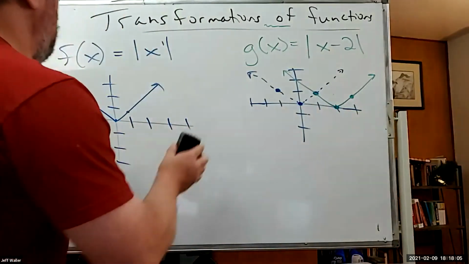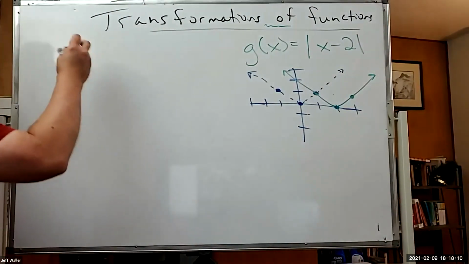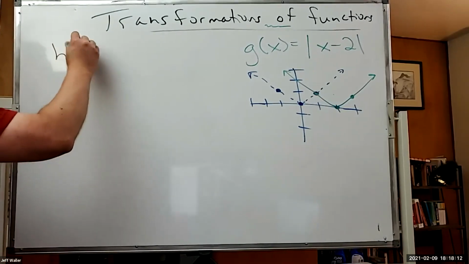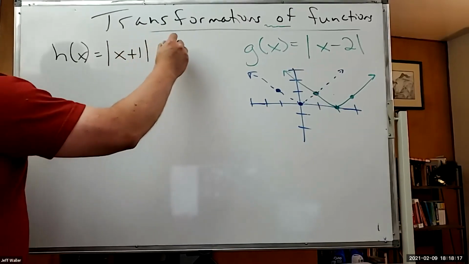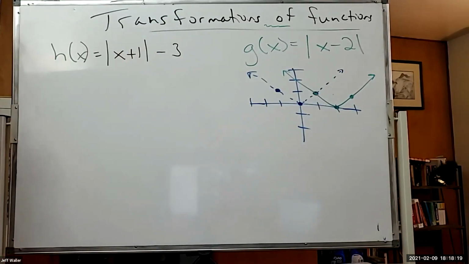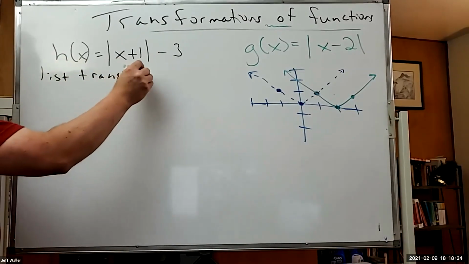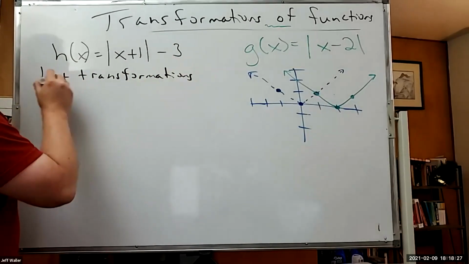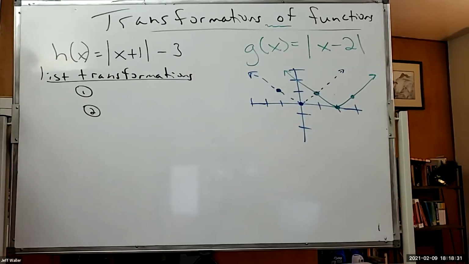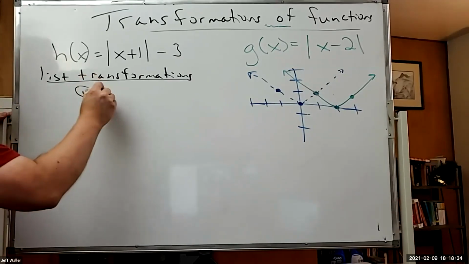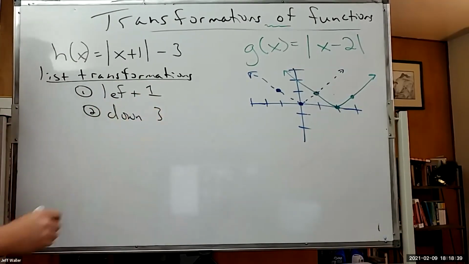All right, let's try one. What if I gave you this here, h of x equals absolute value of x plus 1, minus 3. Can somebody list the transformations for me? To the left 1 and down 3. Good. Left 1, down 3.